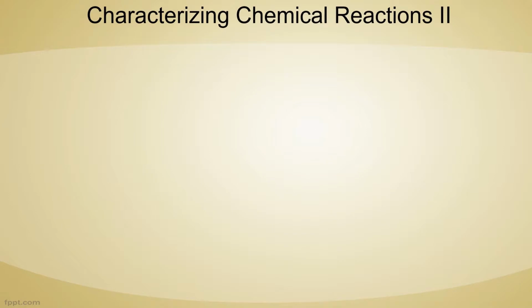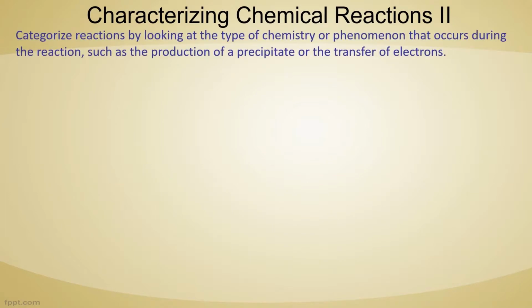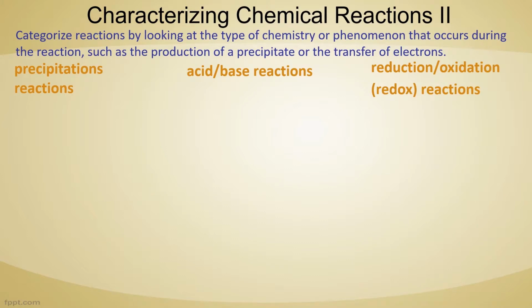The second way to categorize reactions is by looking at the type of chemistry or phenomenon that occurs during the reaction, such as the production of a precipitate or the transfer of electrons. This categorization is by far the most useful of the two classification schemes. The three general reaction types are precipitation reactions, acid-base reactions, and reduction-oxidation reactions, or in short, redox reactions. Each of these types of reactions will be fleshed out with individual lectures in subsequent videos. For now, we'll just content ourselves with some general definitions so you see all the reaction types in one place.